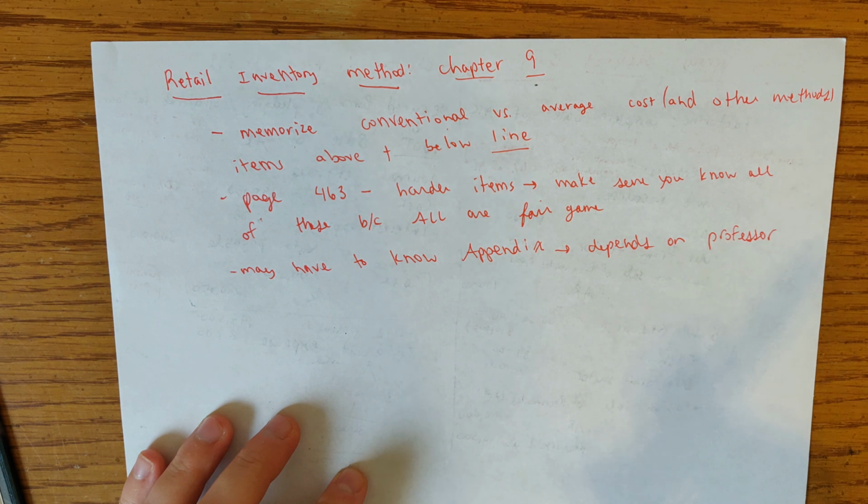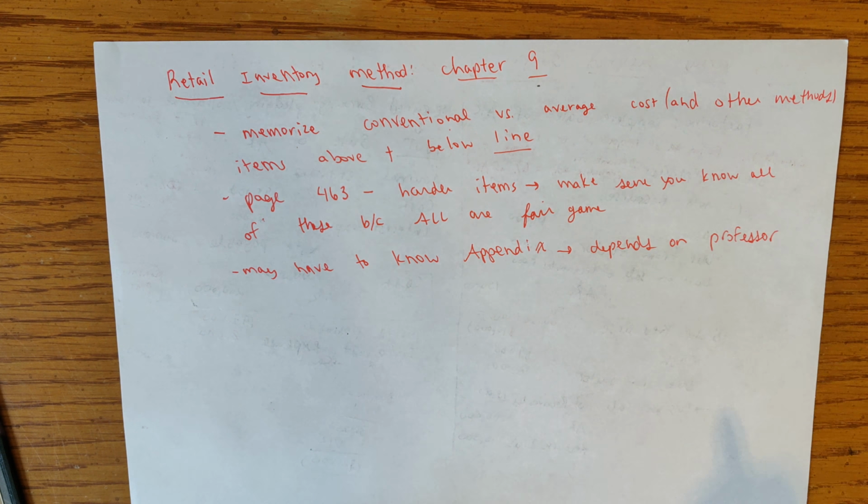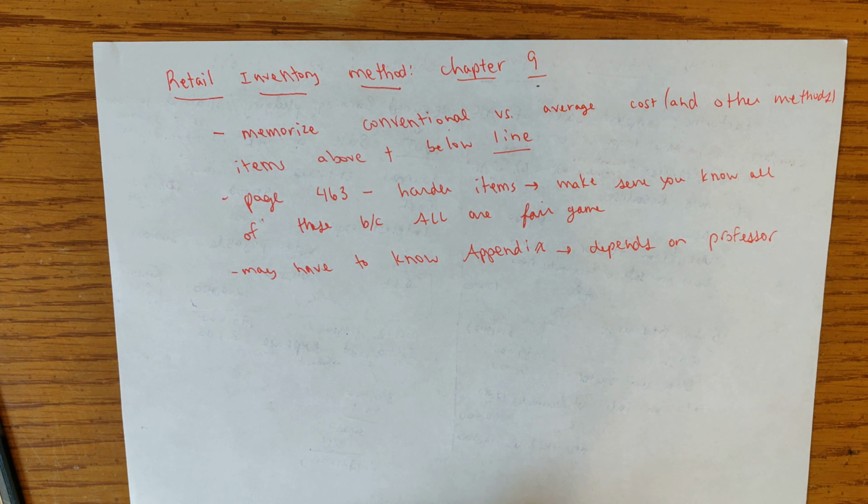The other thing I'll point out is on page 463, those are some of the harder items for this topic. You still are responsible for those. Make sure you know them all. They all are fair game on an exam or a quiz or anything you might be asked to do. So just make sure you've gone through those and you know whether or not those are required to be above or below the cost to retail ratio, and whether or not they go in both the cost column and the retail column or whatever the case may be. So those are my main pointers on this topic.